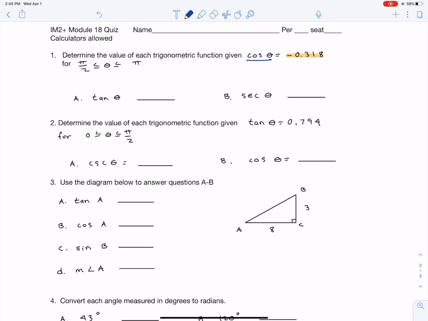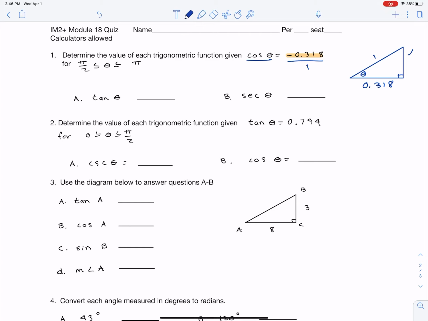I'm going to ignore the negative for currently, and I'm going to make a right triangle where the ratio of the sides, so I'm going to write the cosine of this equals this over 1. I'm going to turn it into a fraction, and then label my sides. Cosine is adjacent over hypotenuse, so I'm going to write this one as 3.18 and this one as 1.